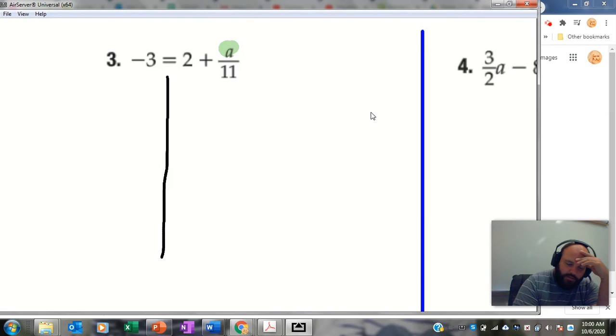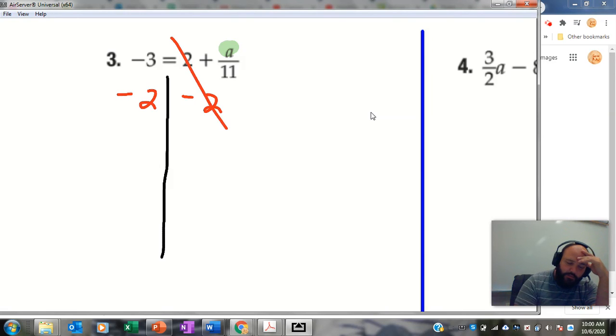There are two things. There is addition of 2, right? So that 2 is adding to the a. There's also division by 11. So we need to undo both of those. We are going to undo the addition, or if there was subtraction, we would undo subtraction. Addition or subtraction first. So to get rid of this plus 2, we're going to subtract 2 on both sides. So I'm going to subtract 2 here. I'm going to subtract 2 here.